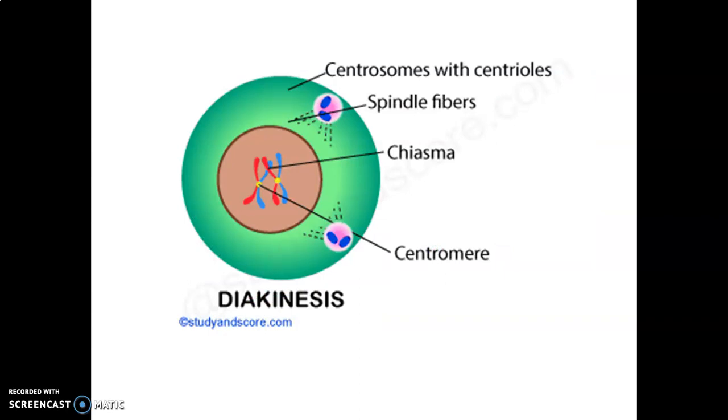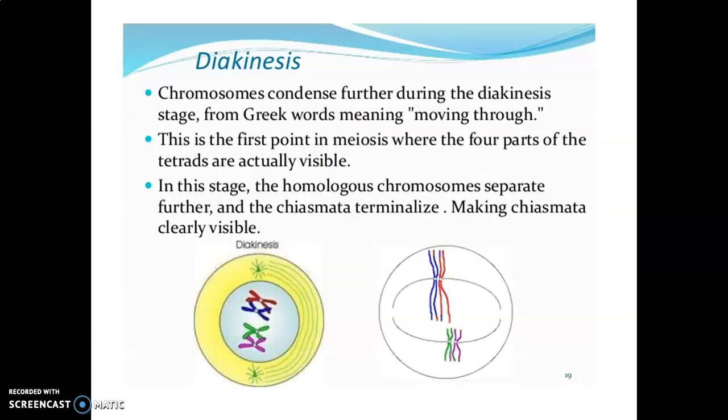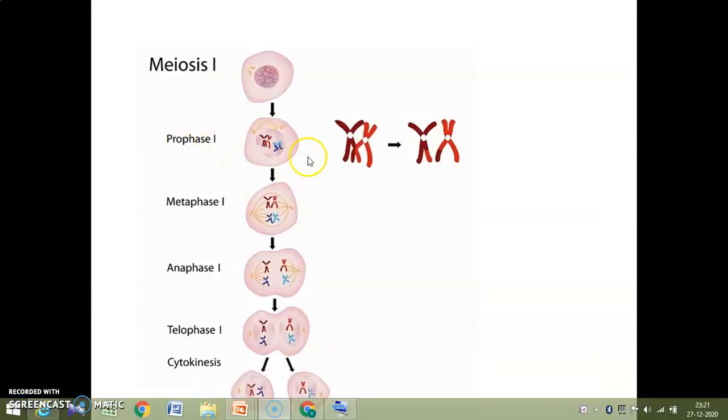This is marked by termination of chiasmata. During this phase the chromosomes are fully condensed and the meiotic spindle is assembled to prepare the homologous chromosomes for separation. By the end of diakinesis, the nucleolus disappears and the nuclear envelope also breaks down. Diakinesis represents a transition to metaphase. Children, so that is diakinesis. So that is about prophase 1.